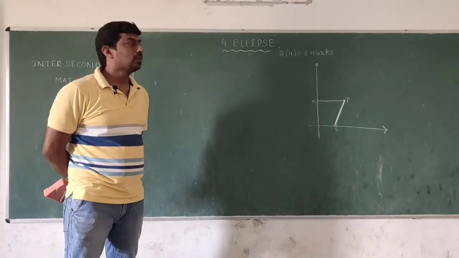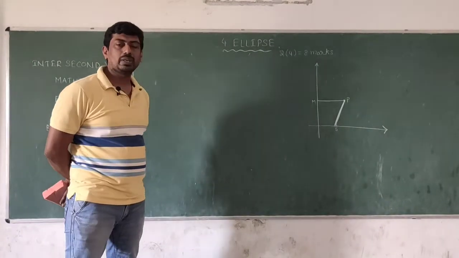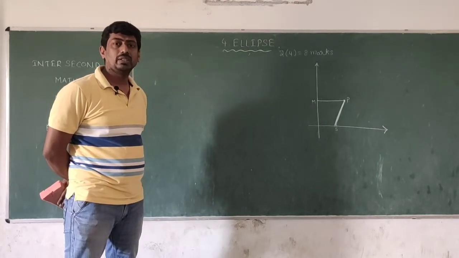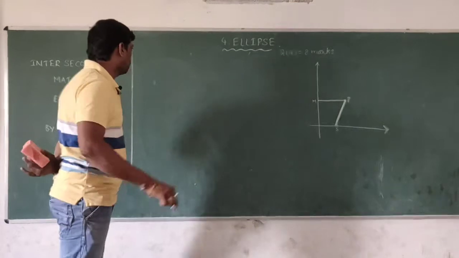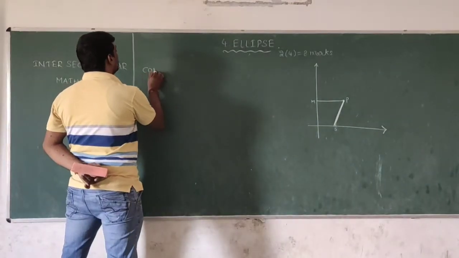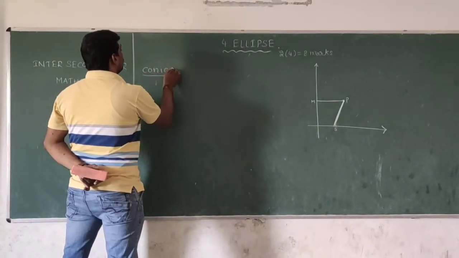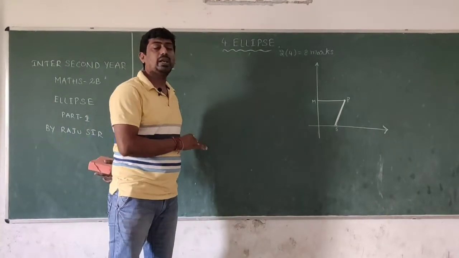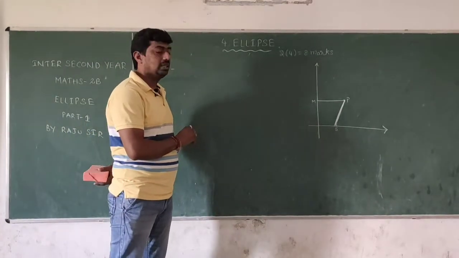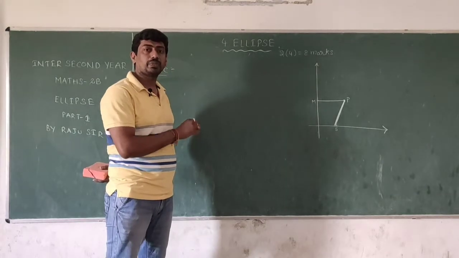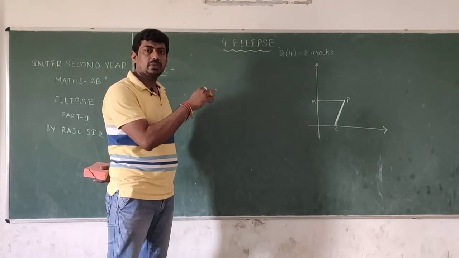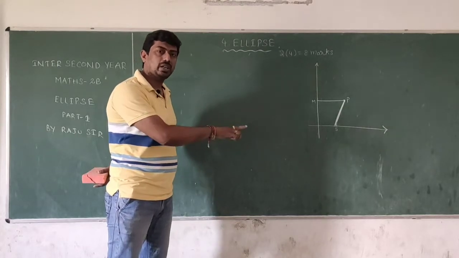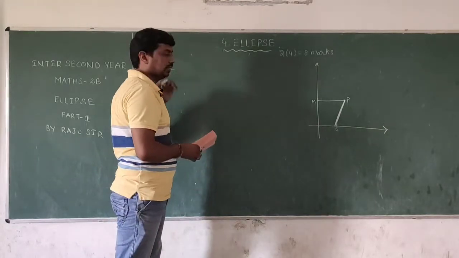Okay, so before going to introduce the topic ellipse, we need to learn the definition of conic. What is conic? Anyone? Yes. Conic means the locus of a point in a plane moving such that its distances from a fixed point and a fixed straight line are in a constant ratio, then that is called a conic.